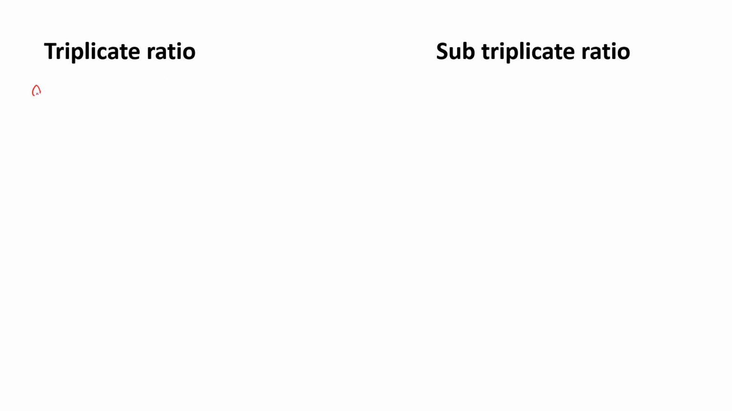Triplicate ratio. Let us take a ratio of A is to B. If A is to B is a ratio, then the triplicate ratio of the given ratio A is to B would be A cube is to B cube. This is the triplicate ratio of the given ratio A is to B.